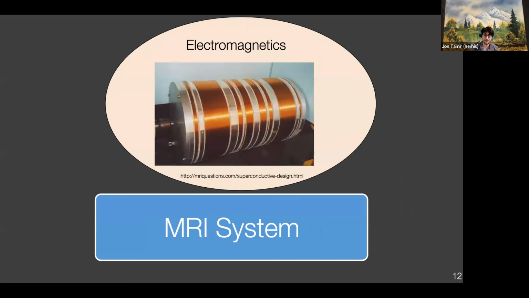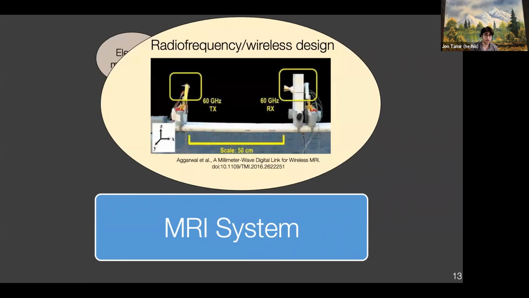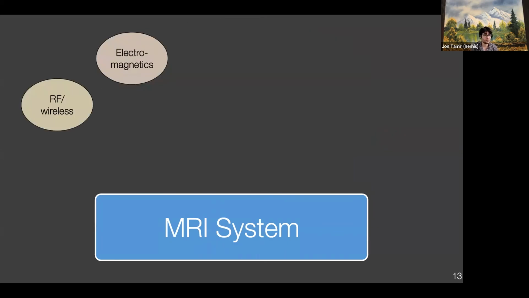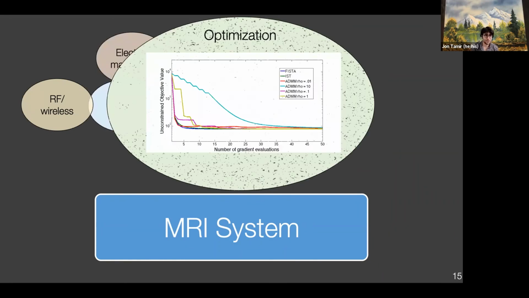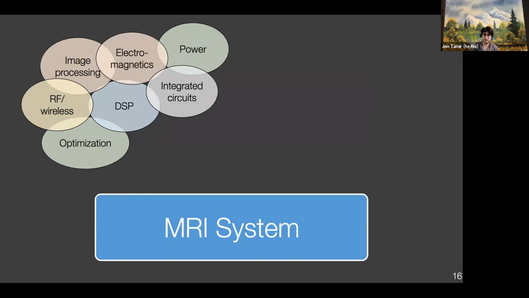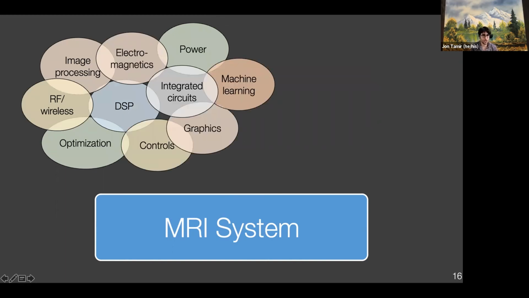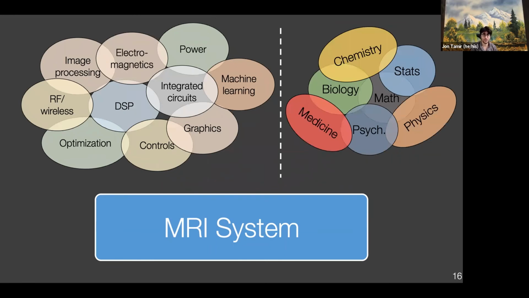It involves so many facets of engineering, including electromagnetics, designing the magnet, RF and wireless design, DSP, digital signal processing, optimization, and many other components, including this little blob here, machine learning. But it doesn't only cover engineering, it also covers many other areas of science, including chemistry, statistics, physics, medicine, psychology. So it's really a great opportunity to work with a diverse set of people with different expertises to try to improve things on different fronts.